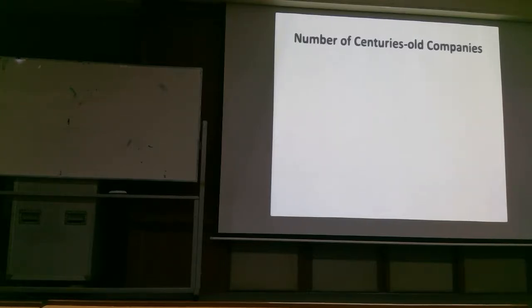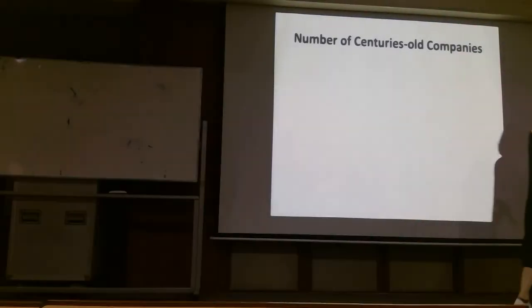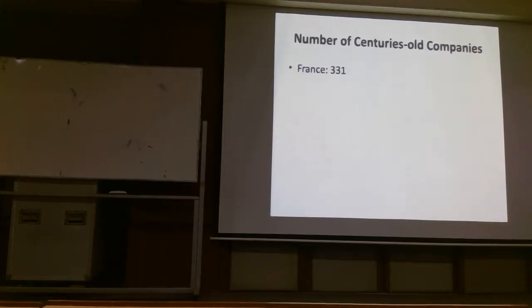Number 3. US? No, it's too new a country. China? No, unfortunately not. The hint is it's in Europe. Not UK, Germany already. Number 2, number 3. Exactly, France. Good. France has 331 centuries-old companies, companies that last more than 100 years. Second, Germany has 1,500 companies. Okay, number 1 obviously is Japan. But how many? Guess the number.